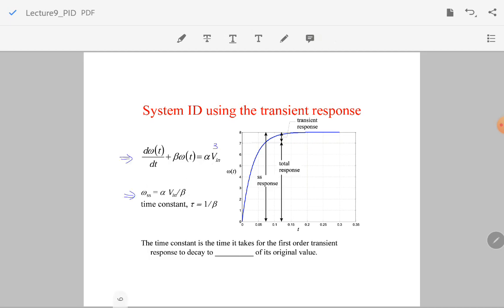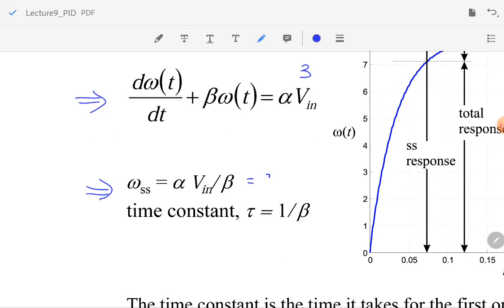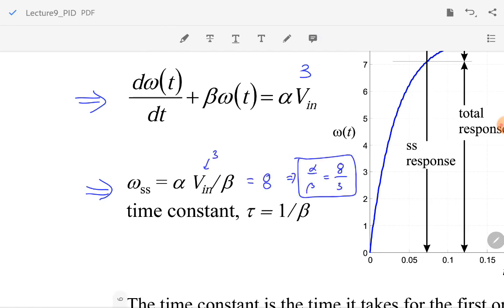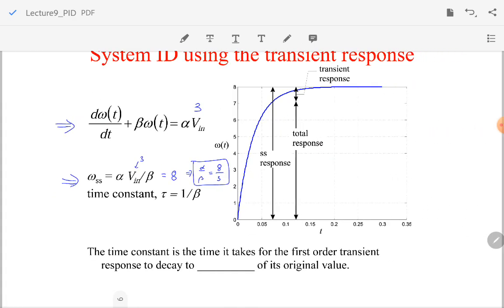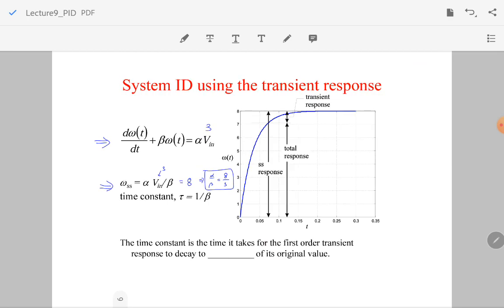So what does it tell you? Since that's equal to 8 and this is equal to 3, this tells you alpha over beta must be 8 over 3. That's not enough to find alpha and beta. This is actually a much better method than trying to figure out the J, the damping coefficient, and the motor constant and all that stuff. So now we're going to look at the transient response to find the beta.